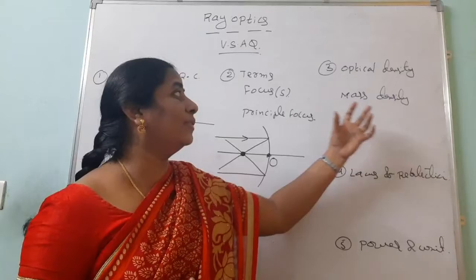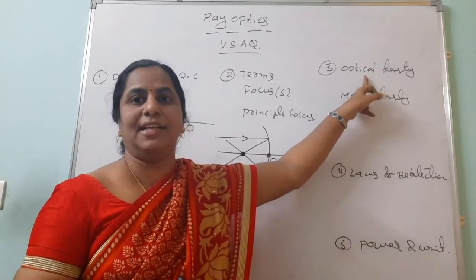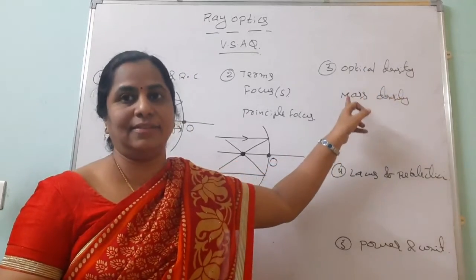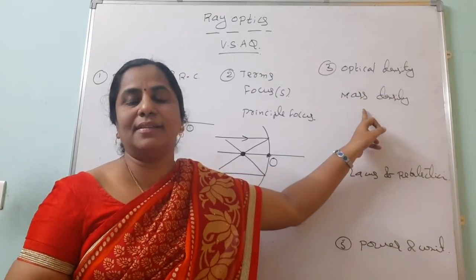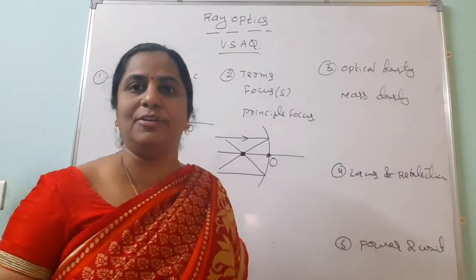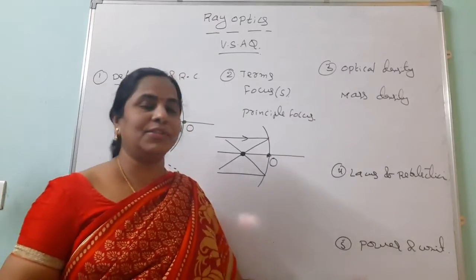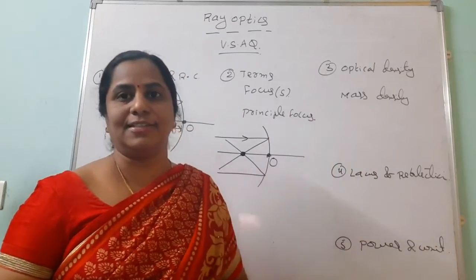Based on the refractive index, more refractive index means less velocity, and that is called optical density. But mass density is mass per unit volume. So that is the third very short answer question.